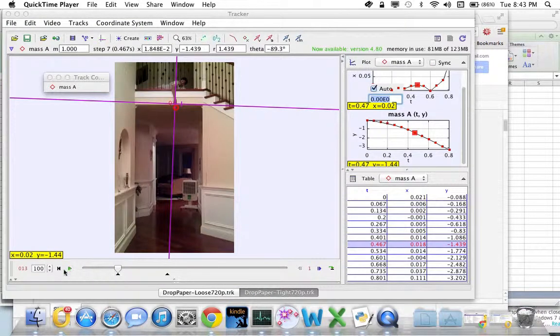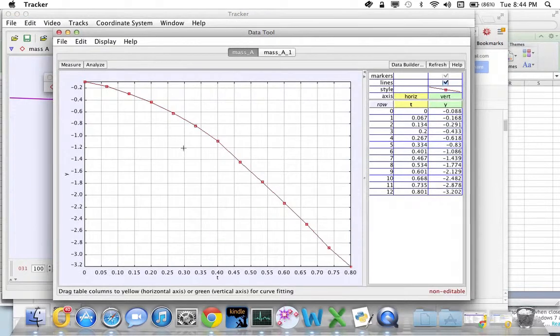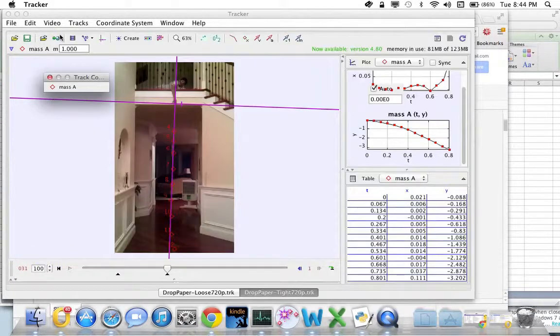Well, we took a video of a crumpled piece of paper falling from about 10 feet. Here is the video. So this is the graph that we acquired from Tracker. Now we are going to show you the same thing on VIDLE.